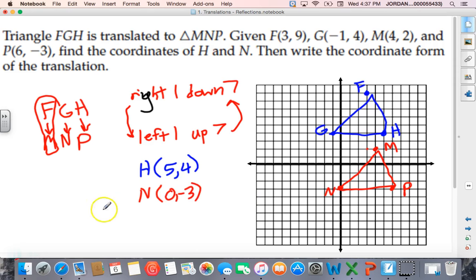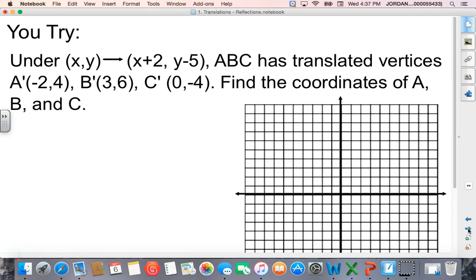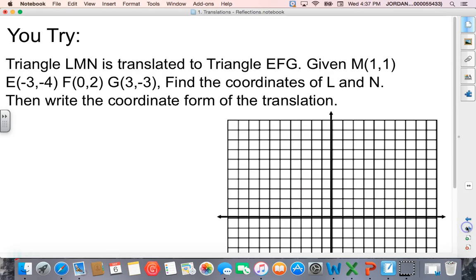And the coordinate form of the translation is our rule. X, Y is translated into X. And what did we do to X to go from the original triangle to the other triangle? We went right 1, so that's going to be add 1 to make it go to the right. And then it went down 7. So we do what to Y? We subtract 7. So there is our coordinate form, and there are the points H and N, which is what they're asking for. So now you're going to try this problem and also this problem.